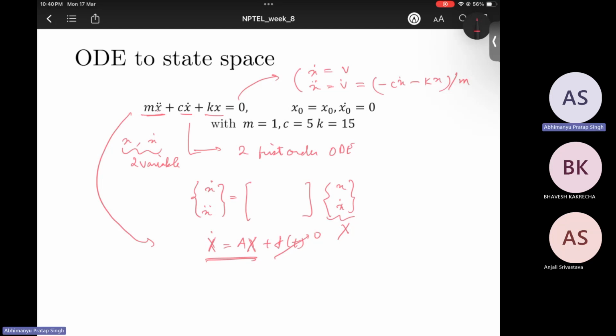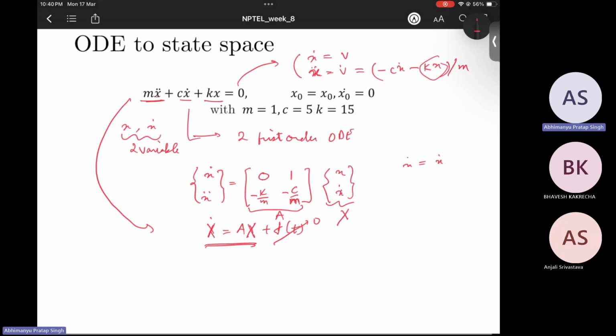So this will be 0, 1, because if I open this matrix, I will get x dot is equal to x dot. So this is just identity, which is why I am entering 0 and 1. Now when I write for x double dot, we know that x double dot is minus c by m x dot minus k by m x. So I can write minus k by m over here, and minus c by m over here. Now this becomes my A matrix.